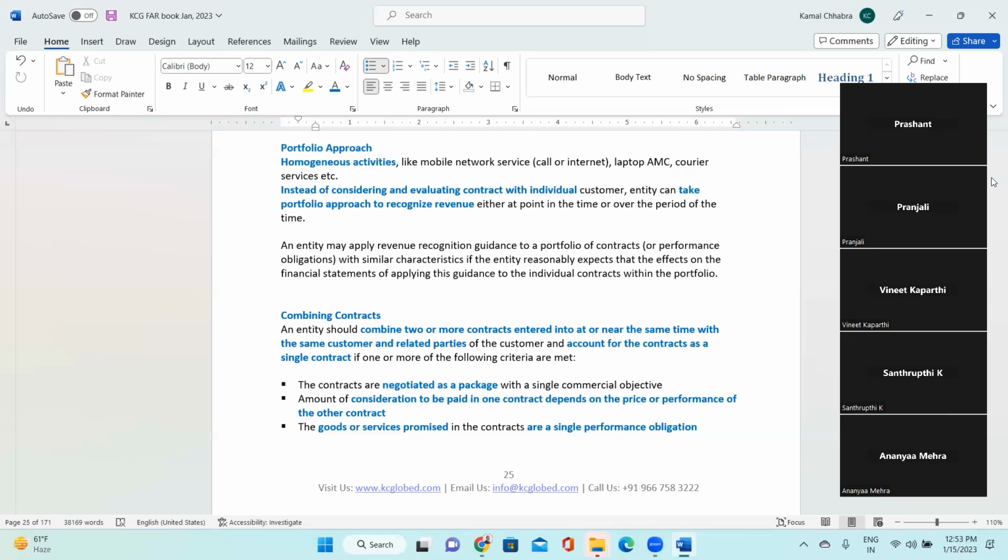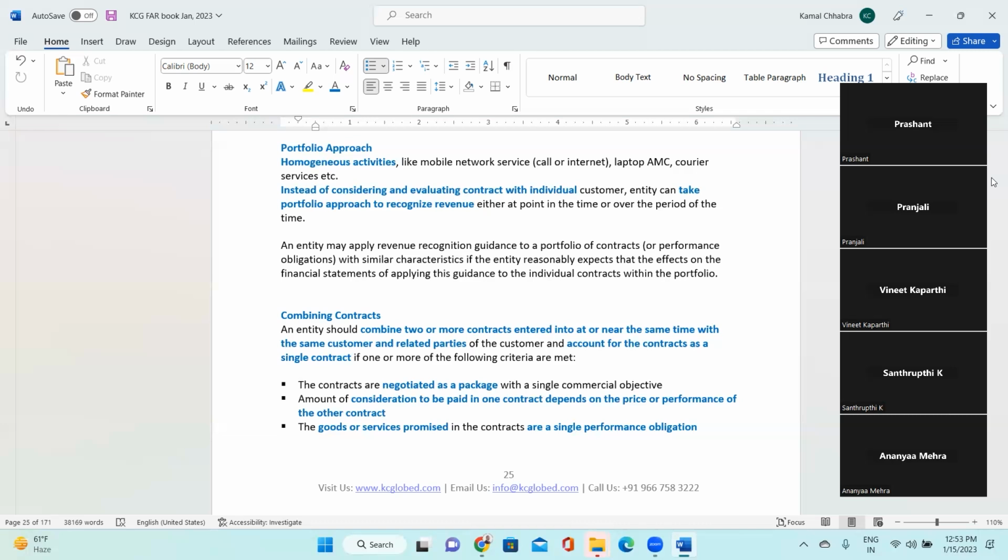An entity may apply revenue recognition guidance to the portfolio of contracts or performance obligations with similar characteristics if the entity reasonably expects that the effect on the financial statements of applying this guidance to the portfolio is the same as applying it to individual contracts within the portfolio. Make sense? What is portfolio approach?